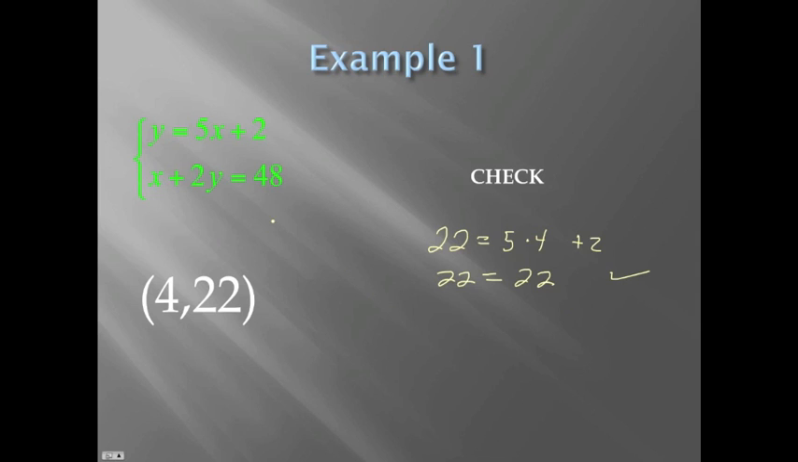I could have checked it with the second one as well. 4 plus 2 times 22 equals 48. 2 times 22 is 44. So 4 plus 44 equals 48. And that is also correct. So double check. We got it right.